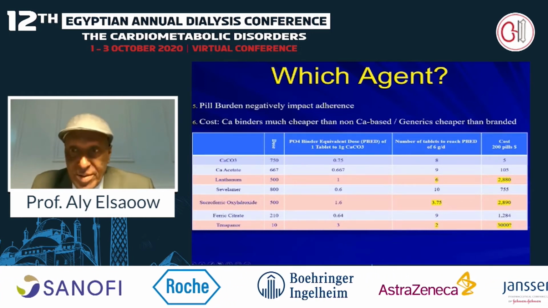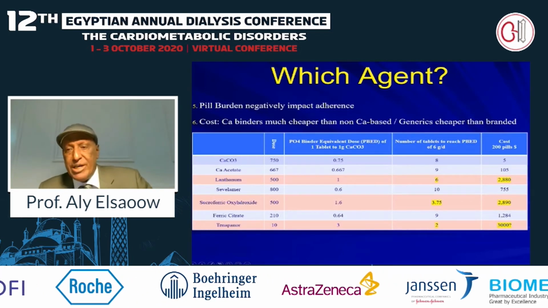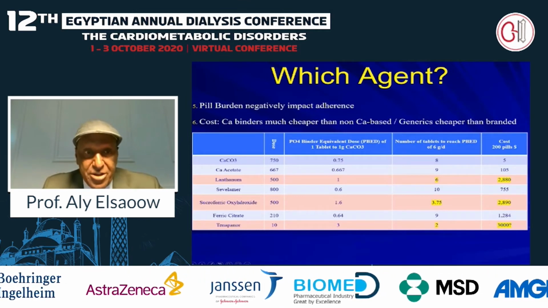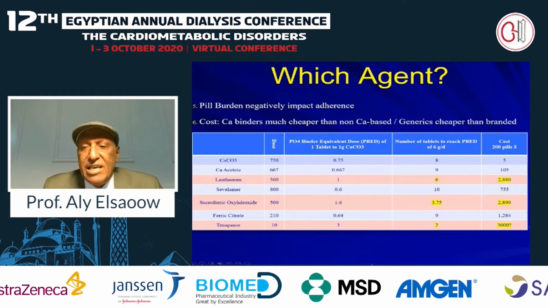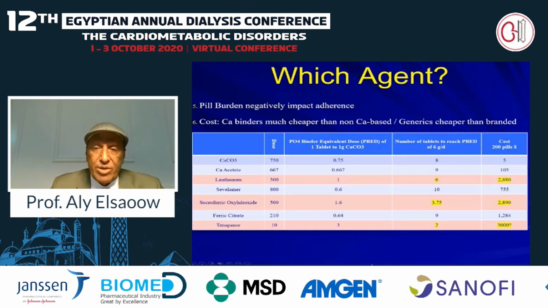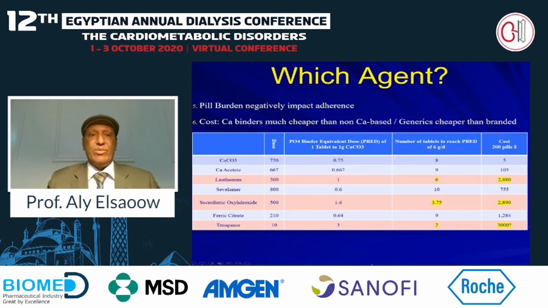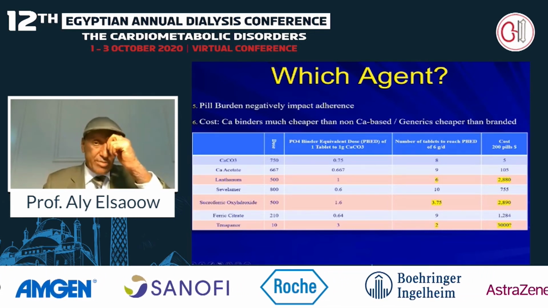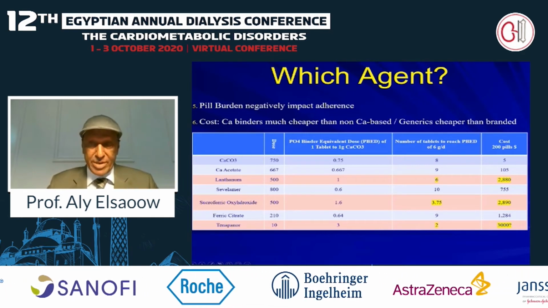The cost: most of them are expensive. Sevelamer here may appear cheaper than lanthanum, but if you increase the number of pills, then it will be more expensive. Regarding cost, calcium binders are much cheaper than non-calcium binders, and generics are cheaper than branded.